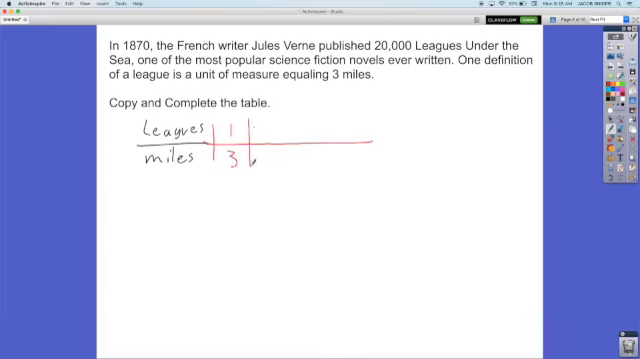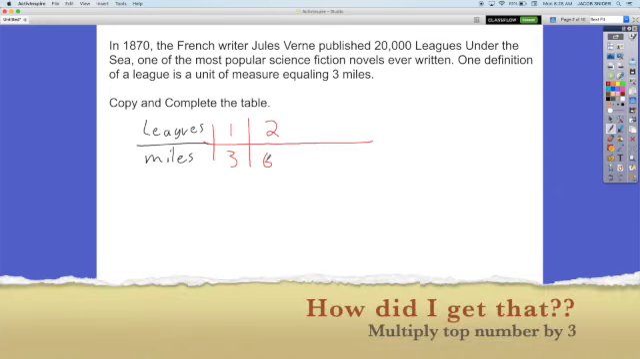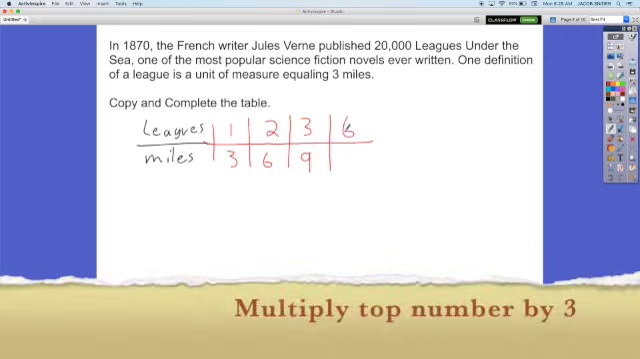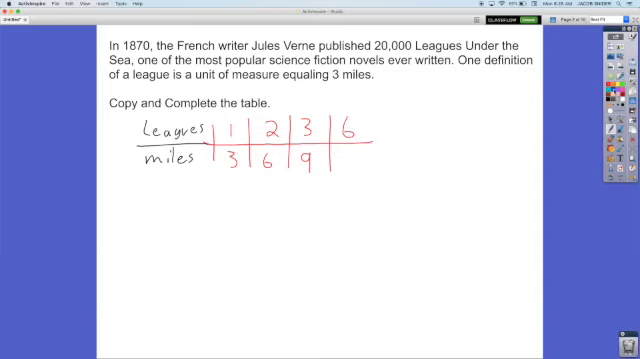Now what if I have 2 leagues? What is that equal to? How would I know? Well, for 1 league it was 3, so 2 leagues is 6. What if I did 3 leagues? Now I have 9. What if I mixed it up on you? I said, hey, I want to know 6 leagues. Could you figure that out? Did anybody say 18?